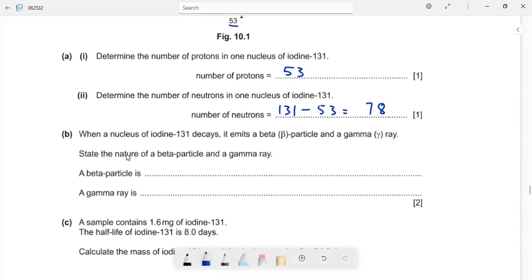When a nucleus of iodine 131 decays, it emits a beta particle and a gamma ray. State the nature of the beta particle and the gamma ray. So here the beta particle is an electron and the gamma ray is an electromagnetic wave.